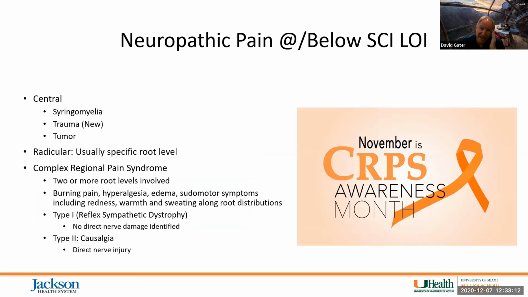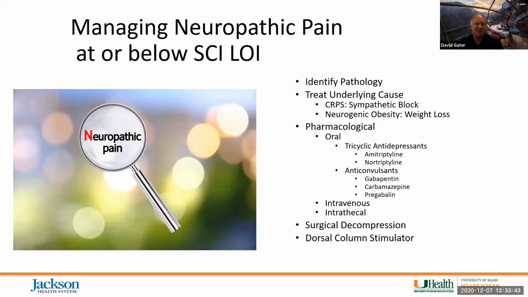Recognizing that also you can have neuropathic pain, not just nociceptive etiology, below the level of the injury. So certainly radicular, with regard to specific root levels. Folks with spinal cord injury can still get lumbar stenosis. They can still get lumbar radiculopathies, and they can still get complex regional pain syndrome below the level of their spinal cord injury. So it's important for us to keep this in mind as we're doing our fishing expedition.